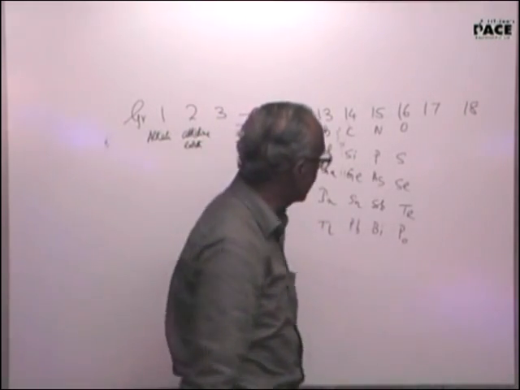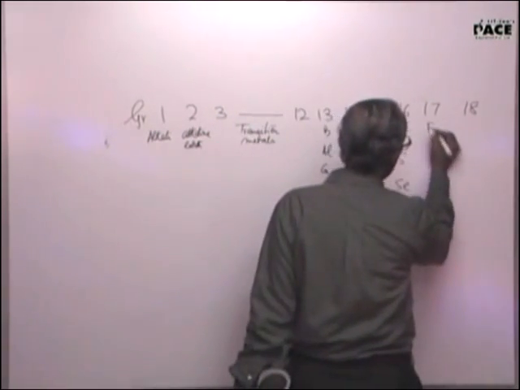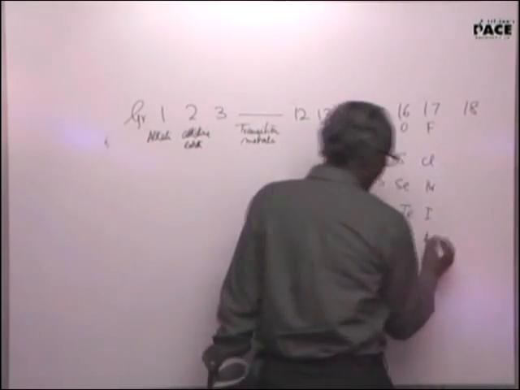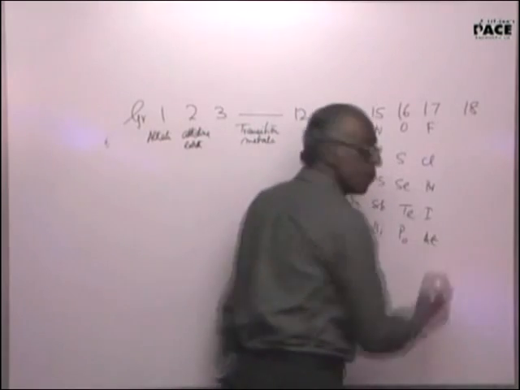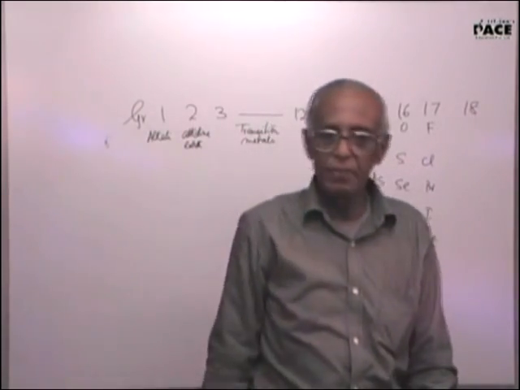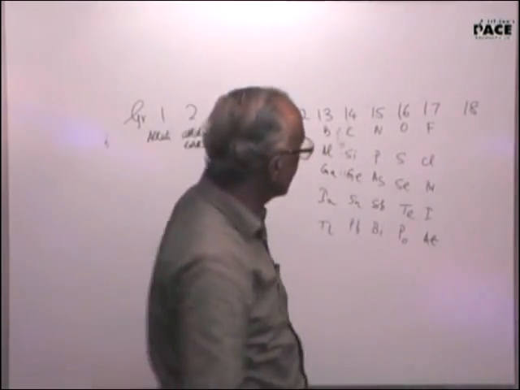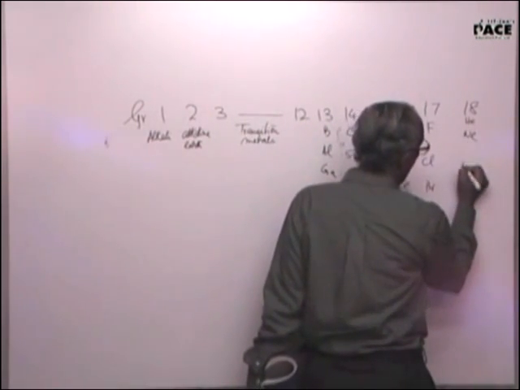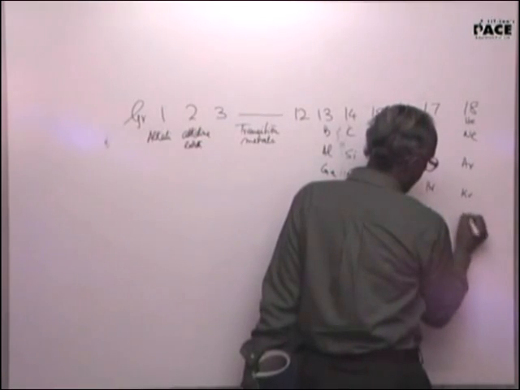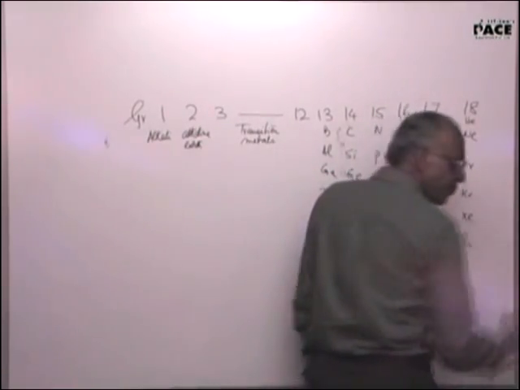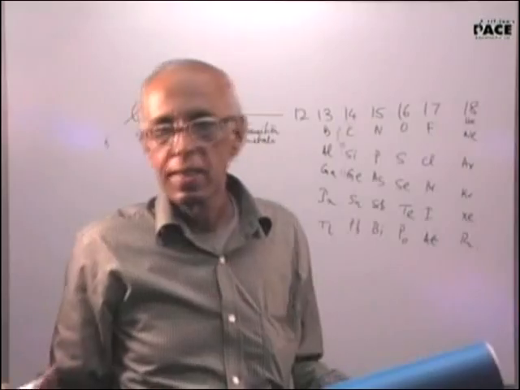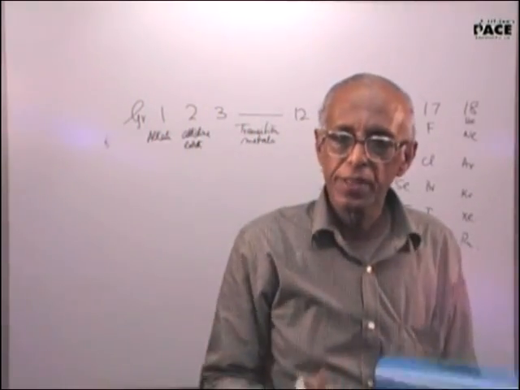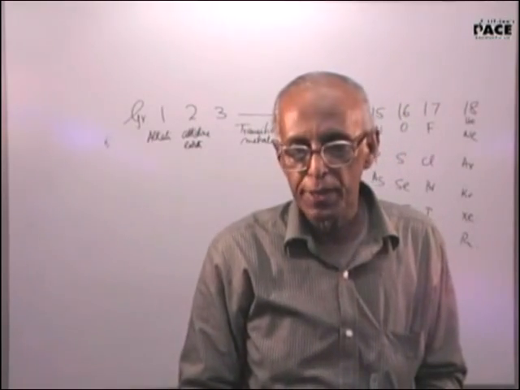That is the 16th group, fluorine, that's the 17th group element, and the 18th group will consist of helium, neon, argon, krypton, xenon, radon. That is how the 103 elements have been distributed in the long form of the periodic table.